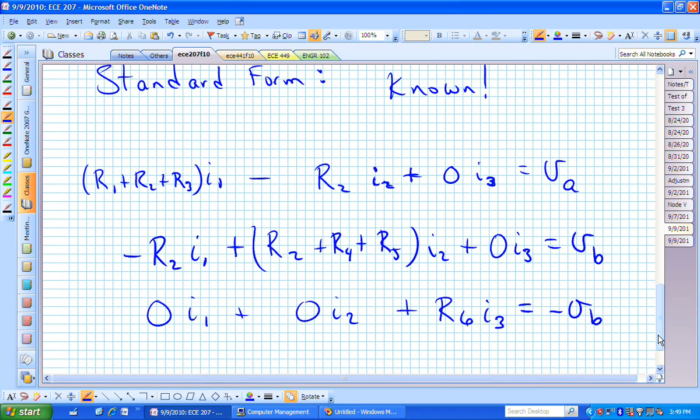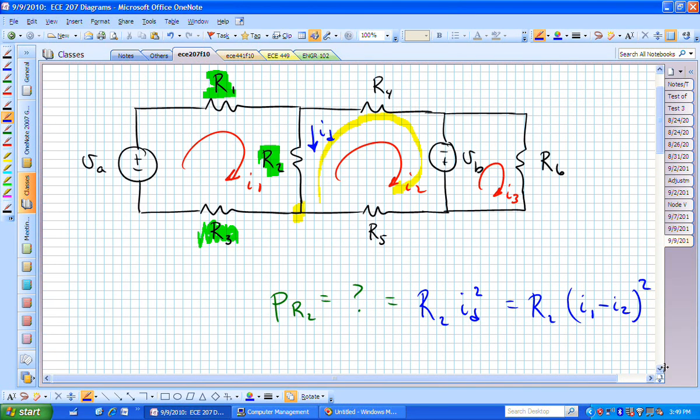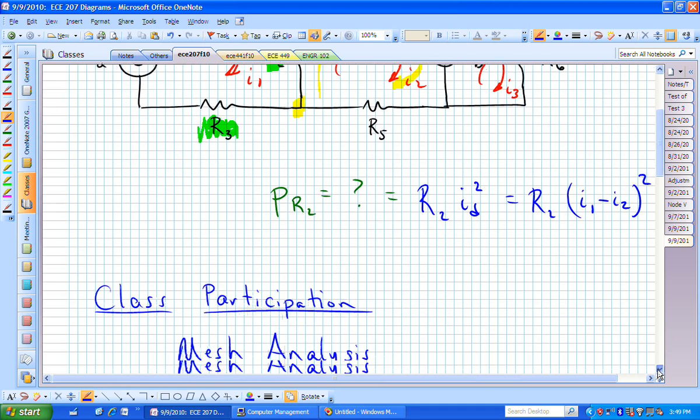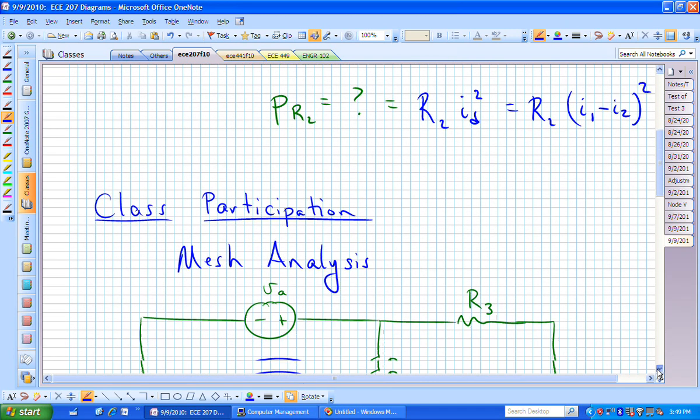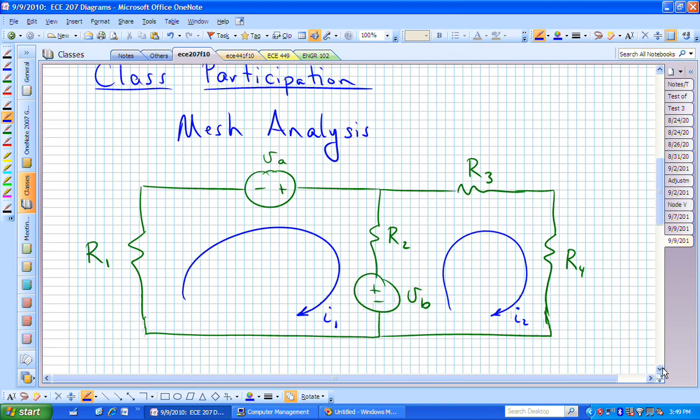Questions on that? All right, take out a piece of paper with your code number and show me that you can perform mesh analysis. I'll give you 5 minutes. You have until 5 till 4 to finish this.